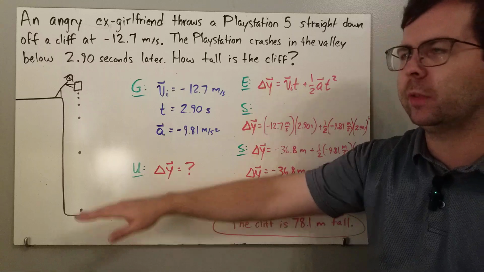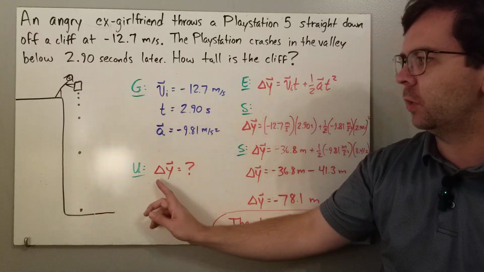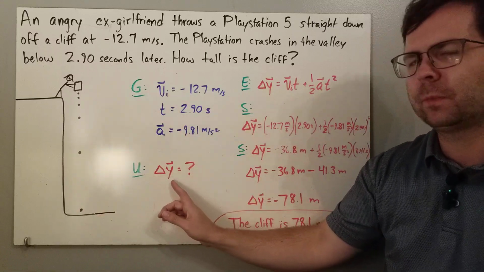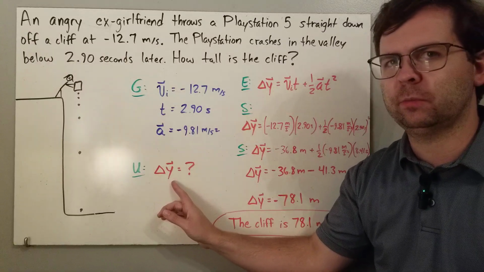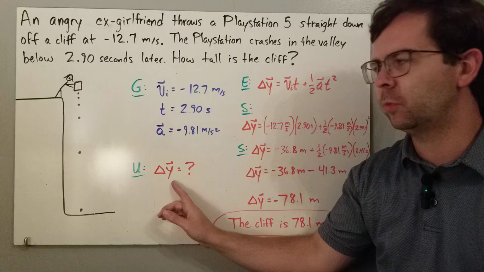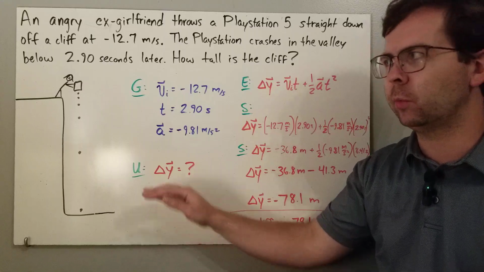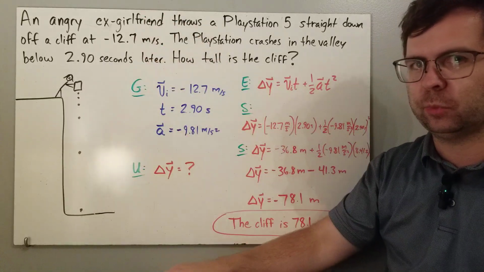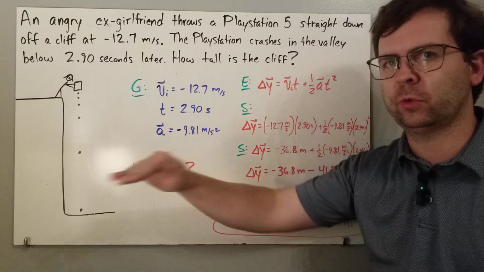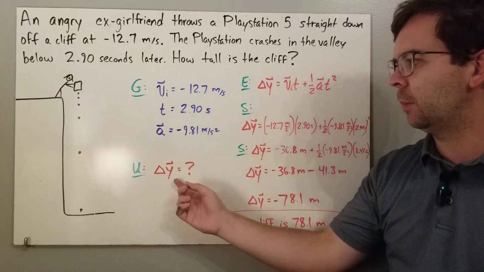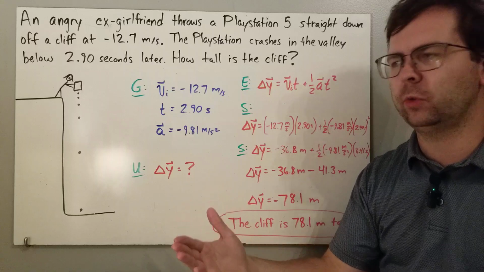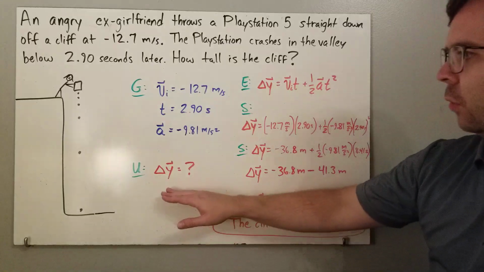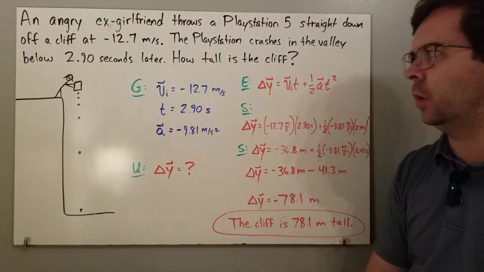We represent that distance measurement using the symbols delta y. It's not delta x in this case. You can write delta x out of habit and it doesn't make a difference, but typically we write y when we're dealing with vertical changes in position. X is usually reserved for the horizontal. I'm going to write y just for the sake of consistency with what we usually use x's and y's for. So delta y is our unknown.